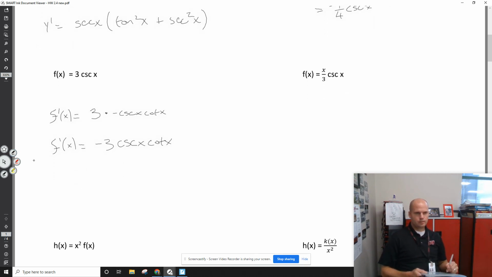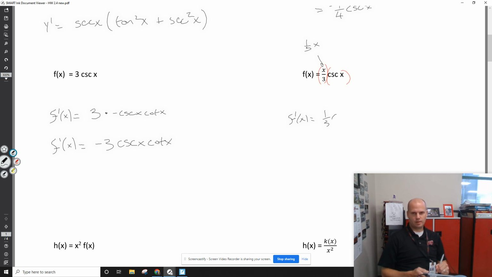This is a product. X over 3 times cosecant x. X over 3, I know, is just like 1/3 x. I would not use the quotient rule for x over 3. I would say the derivative of x over 3 is just 1/3. It's just a line with slope 1/3.